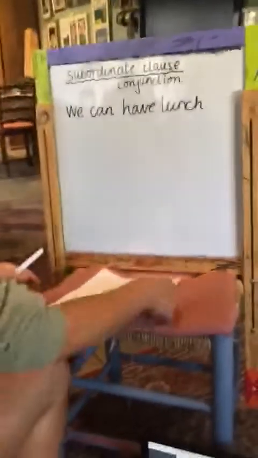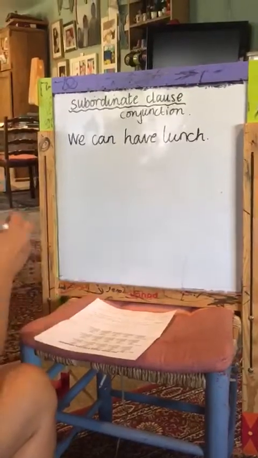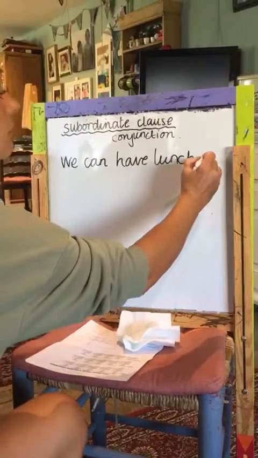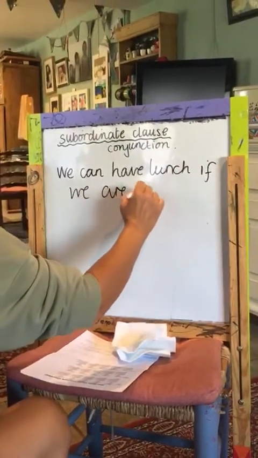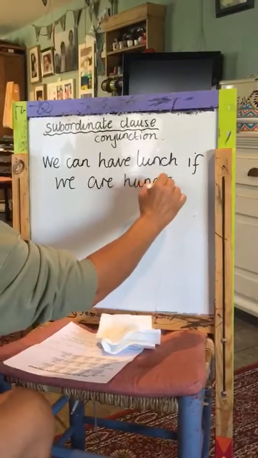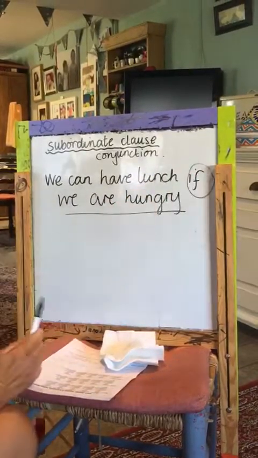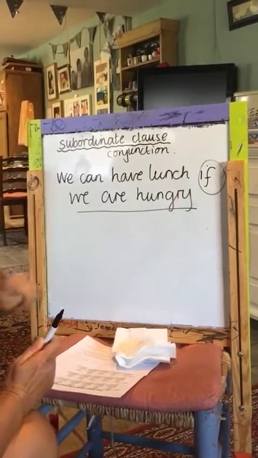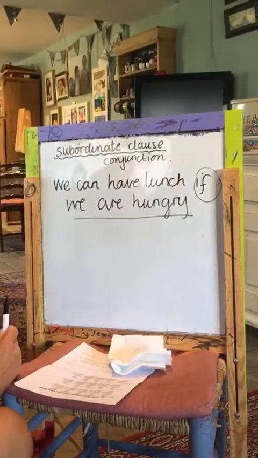So let's choose some of those words and extend our sentence. So my main clause, we can have lunch if we are hungry. Really simple sentence still, but what I've done is I've added my subordinate clause, if we are hungry. Here's my glue, there's my subordinate conjunction. So my main clause, my conjunction, and my subordinate clause. So I've made a complex sentence.